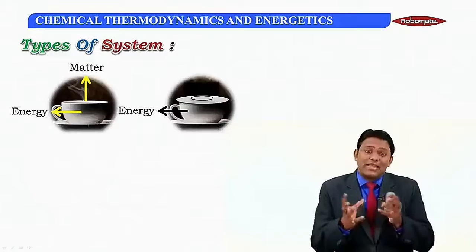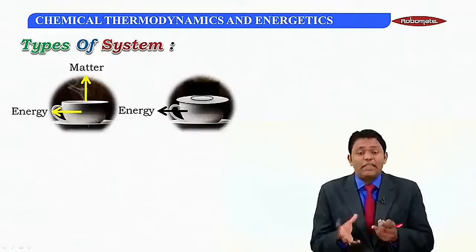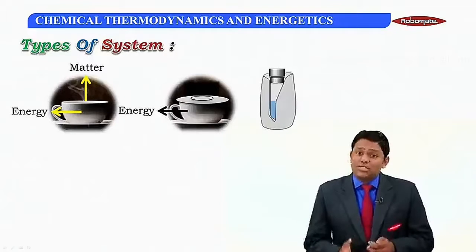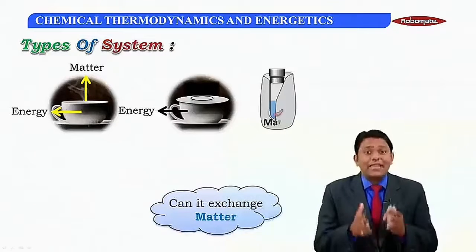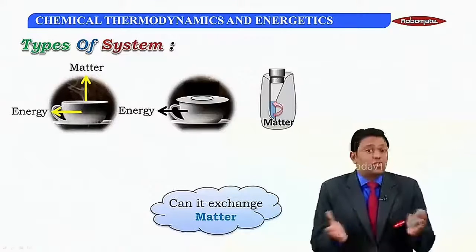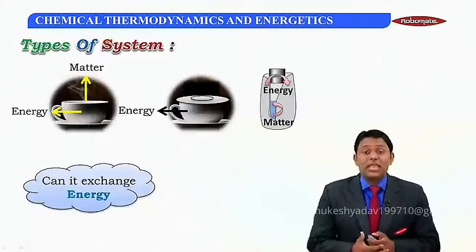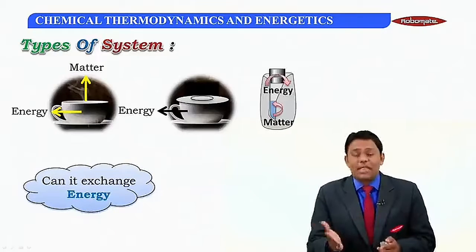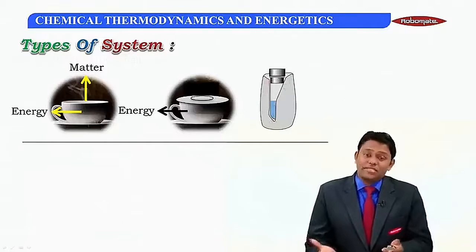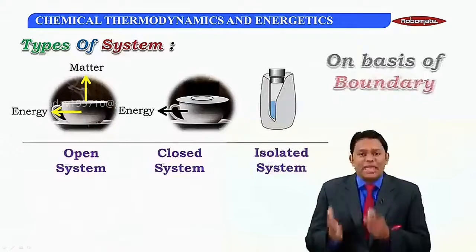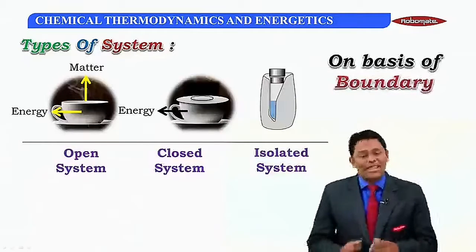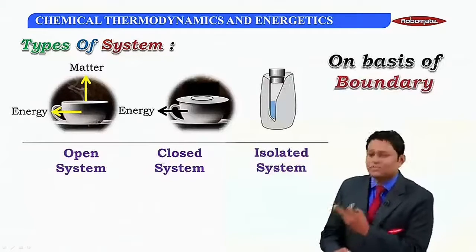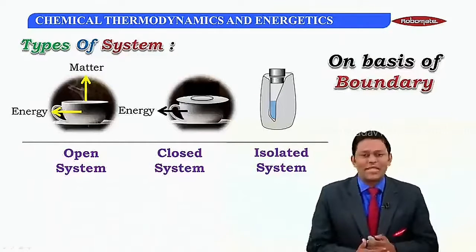Now suppose this entire assembly, the hot tea, we put in a thermos flask like this. Now the question still remains the same. Can it exchange matter? Now the answer is no. But can it exchange energy? The obvious answer is no. It can neither exchange matter nor exchange energy, and that is why the types of system based on boundary can be classified into three types: open system, closed system and isolated system.